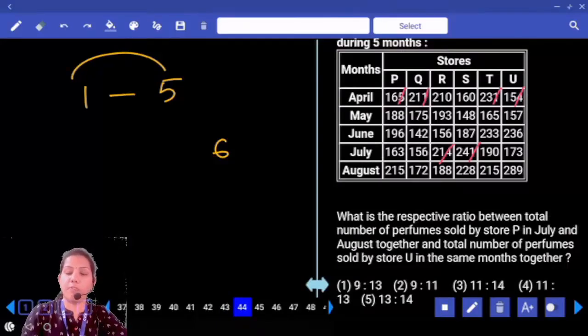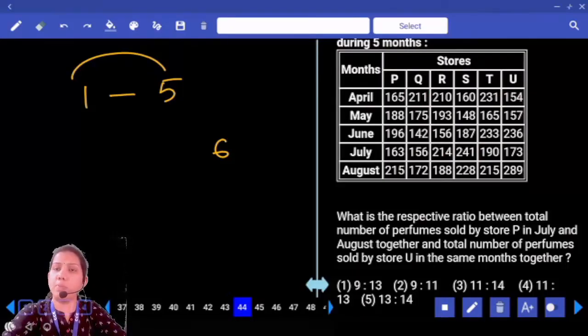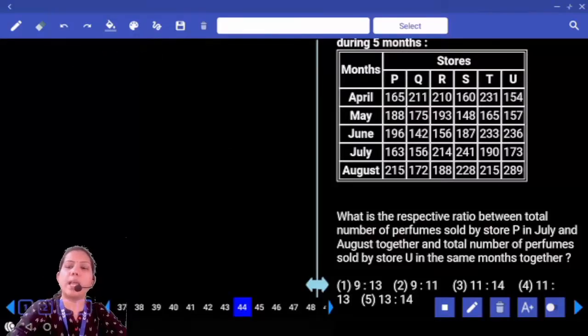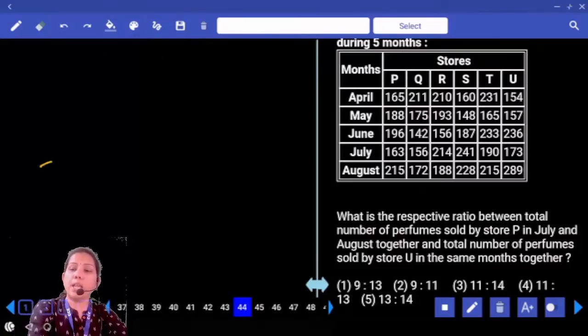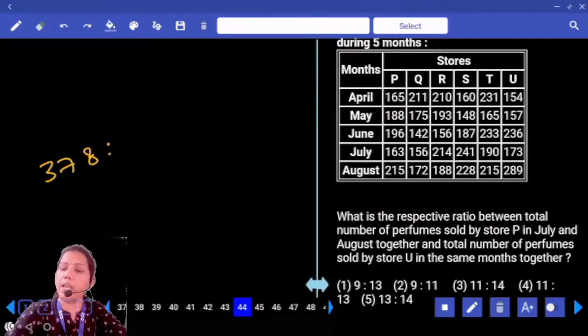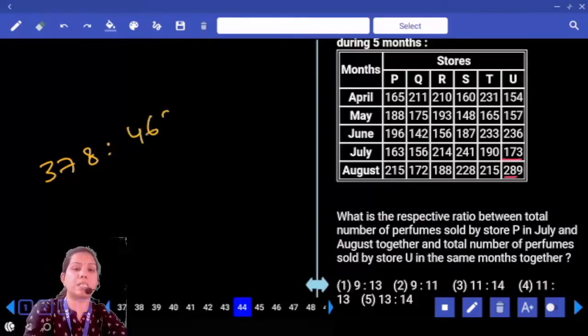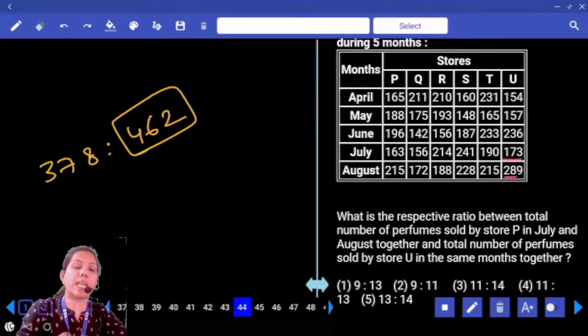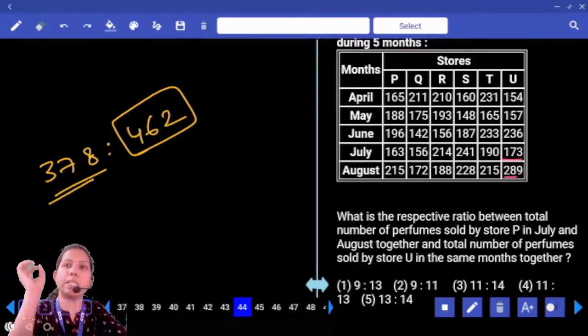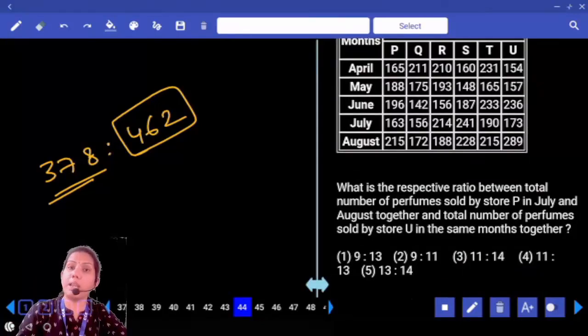Next question number 44. What is the respective ratio between the total number of perfumes sold by P in July and August? P, July and August. What is July, August together? 378 is to. And the total number of perfumes sold by U in the same months, July and August. 17 plus 28, 45 and 12, it is 462. 462 is a 11 multiple. 378 is not an 11 multiple. So your consequent must be an 11 multiple. How many options are, I mean, is to 11? Only one, so that is the answer, second option, 9 is to 11. 9 is to 11 is the answer.